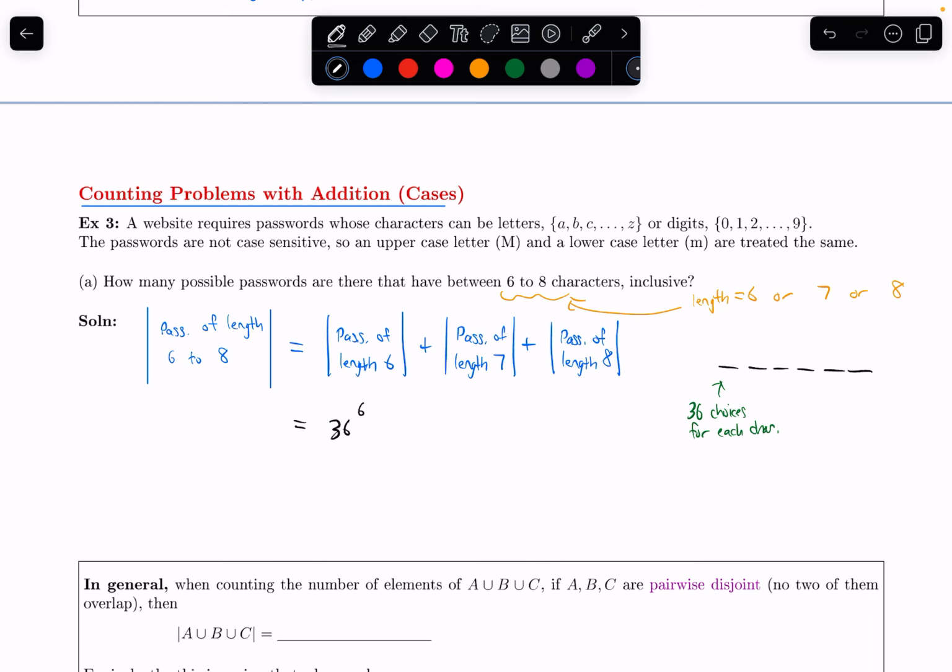So that's going to give me 36 to the 6th power, because I'll have to be multiplying 36 times itself 6 times. Passwords of length 7, that'll be 36 to the 7th power. And passwords of length 8, that would be 36 to the 8th power. And we are going to be adding each of these together, and doing that gives me my final answer. That gives me how many passwords there are of length between 6 to 8 inclusive.